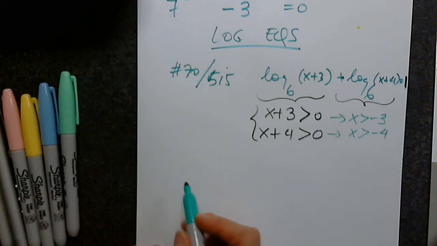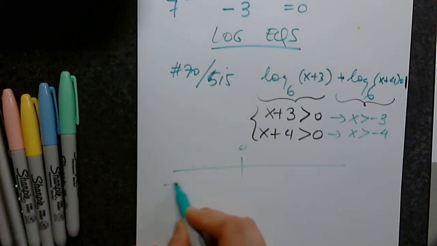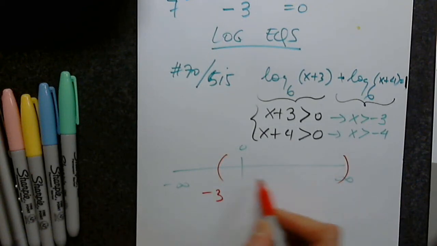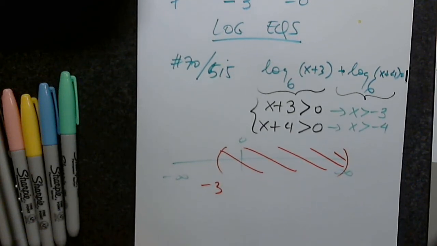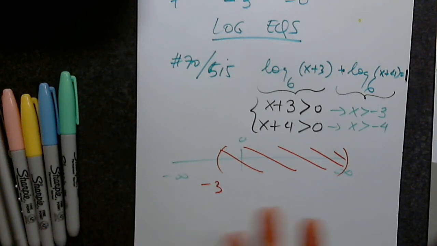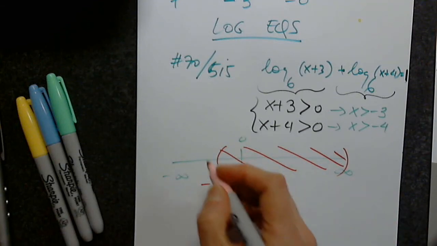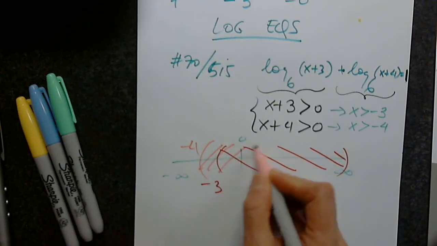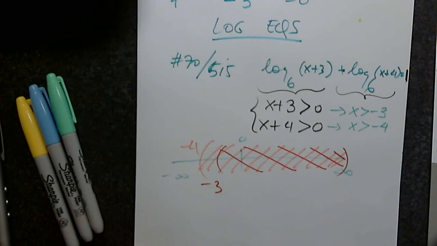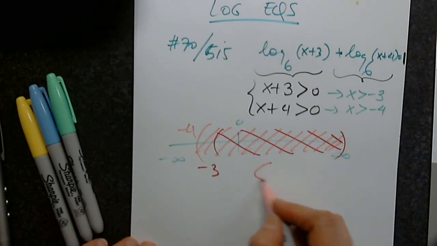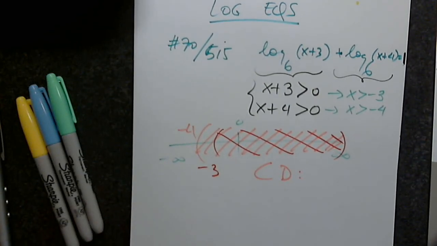I will graph these two in order to find the common territory where they both exist at the same time. Greater than -3. Here's my -3, greater than -3. As you know, I don't care for units here. This is just a tool to give us the domain. And -4 is here. So where's the common domain for these two functions then?